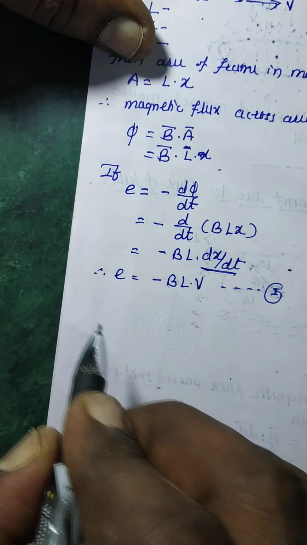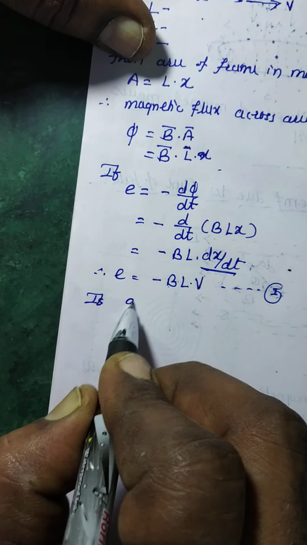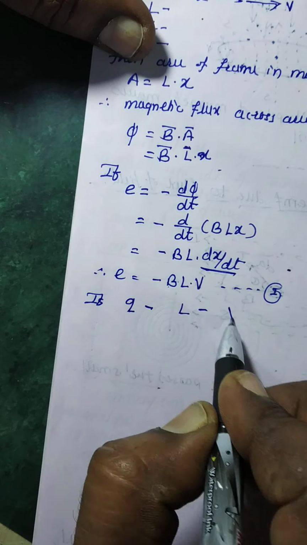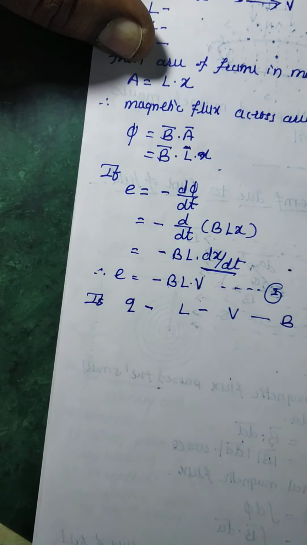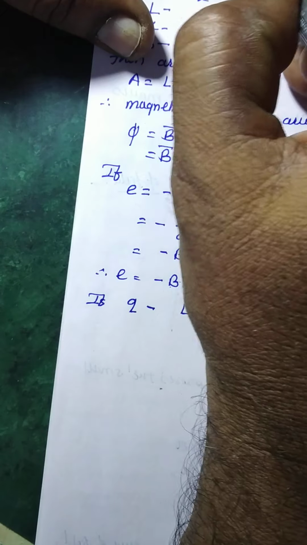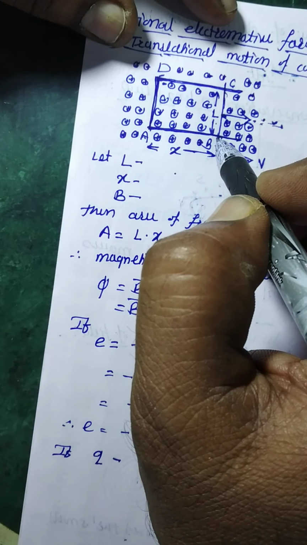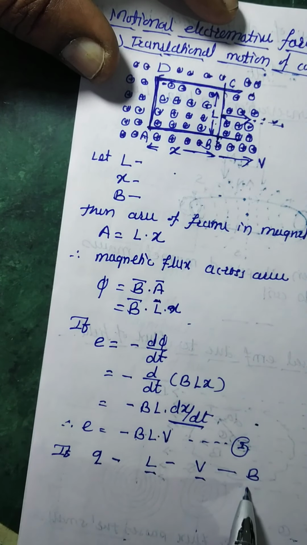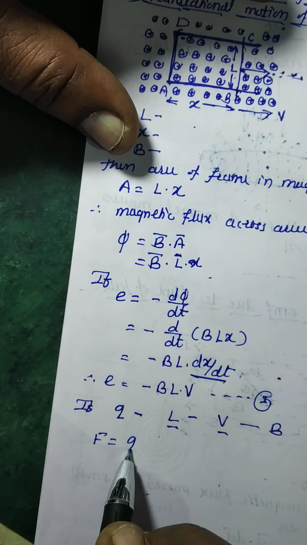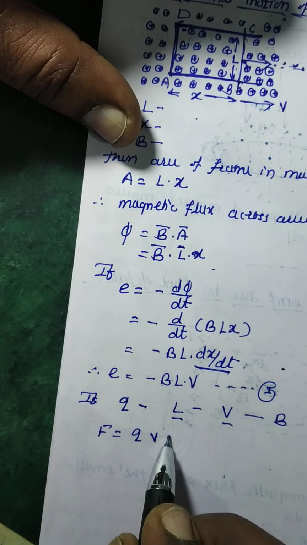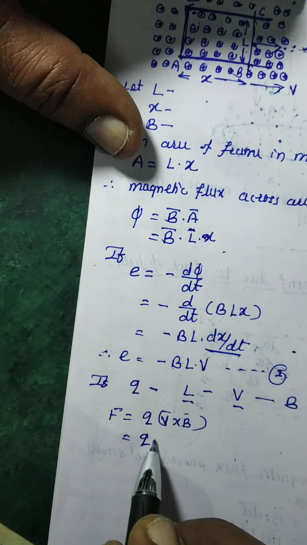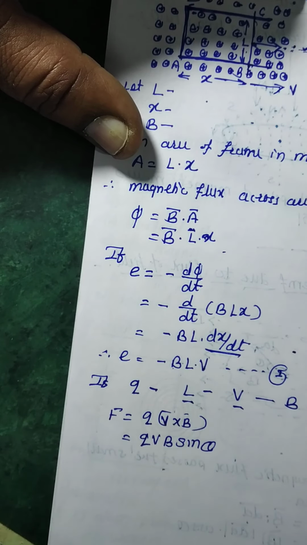Suppose charge Q flows through a wire of length L with velocity v in a uniform magnetic field B. Then the force acting on the wire is Q into v cross B, which is equal to Q v B sin theta.